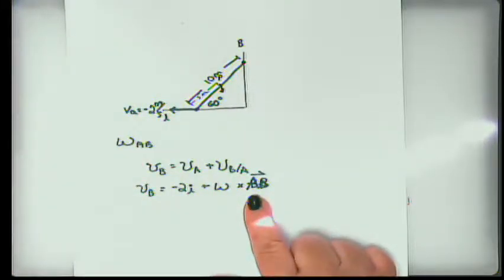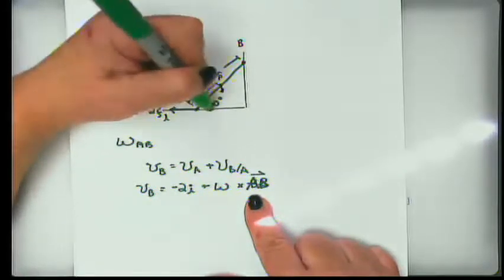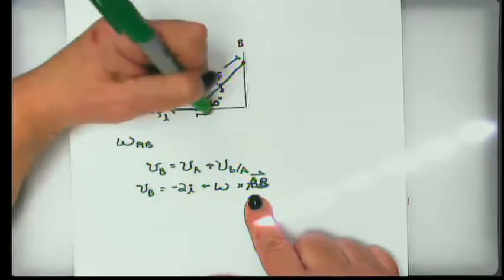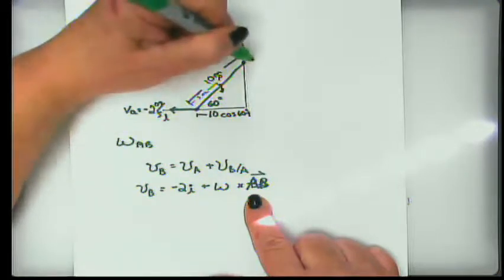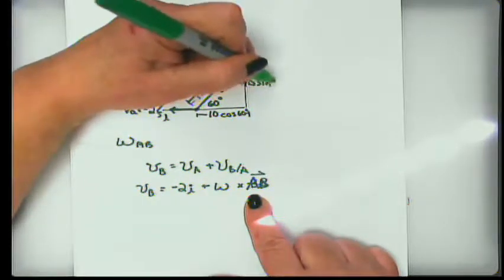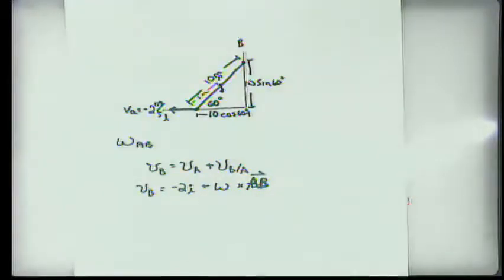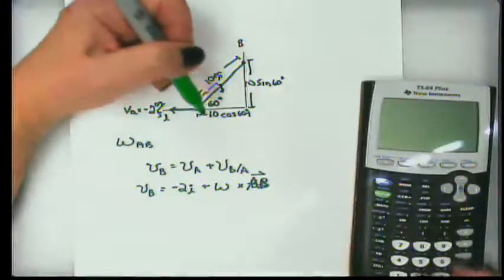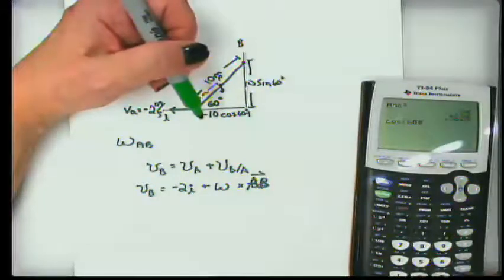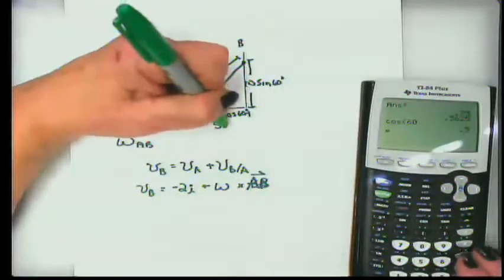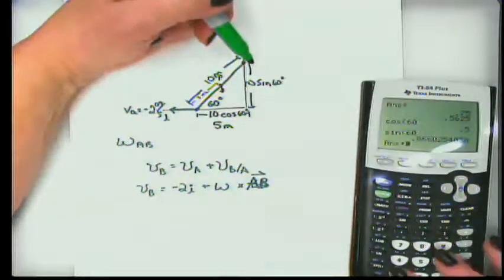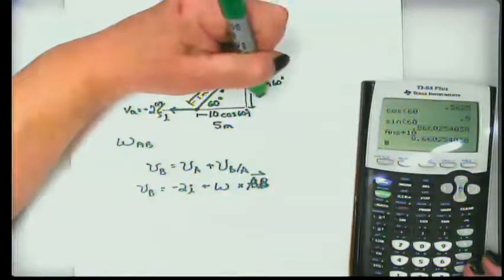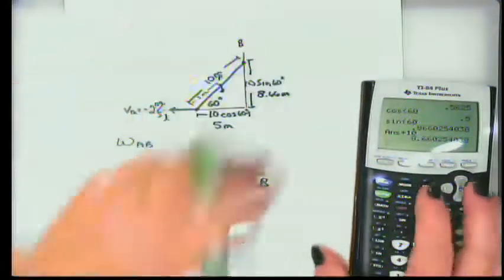Okay? So, if we look at this, we know that from A to B is going to be 10 times the cosine of 60, and this is going to be 10 times the sine of 60. I said meters, but I meant degrees. And the cosine of 60 is a half, so this is 5 meters. And the sine of 60 is 0.866. Multiply that by 10. So this is 8.66 meters. All right.